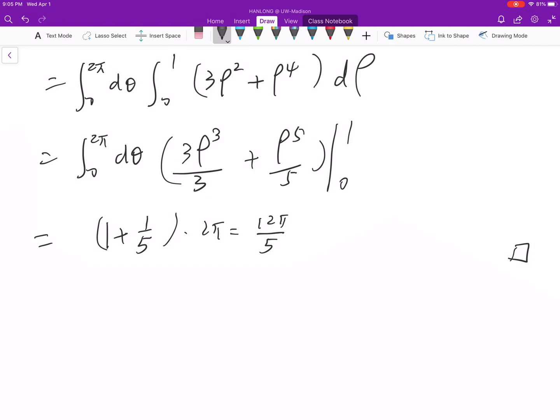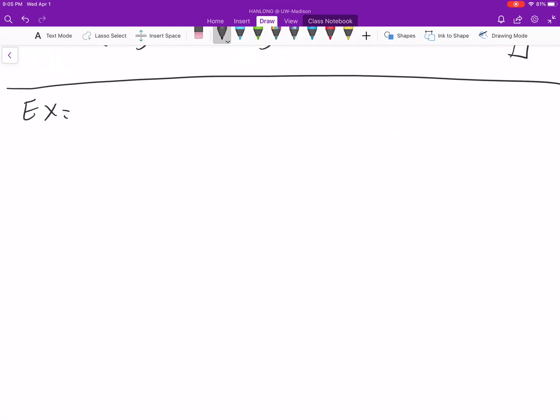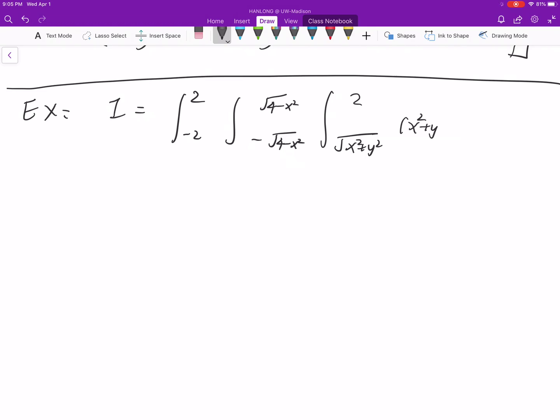Right. Okay, next let's see one more example. Suppose I is given by this formula. It's already an iterated integral, so how do we evaluate it?